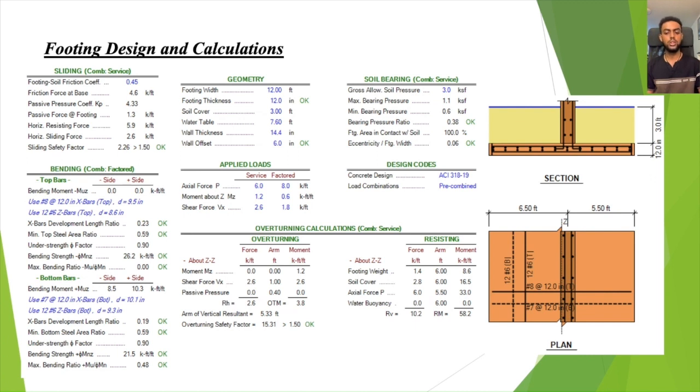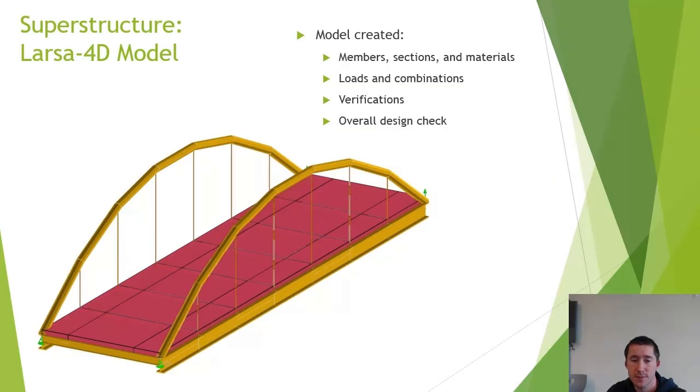We have ensured that the safety factor for overturning and sliding exceeds the standard requirement, which is 1.5 respectively, and our calculations show that the footing resistance to those forces is substantial, with a factor of safety of 15.31 for overturning and 2.26 for sliding.